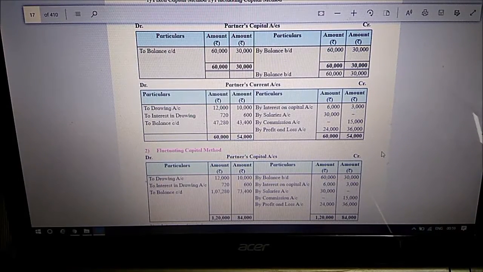So I solved one problem, and in this you now come to know what a fixed capital method and what a fluctuating capital method is, and the types of accounts we calculated. So please do practice, and if you have any doubts please ask me.